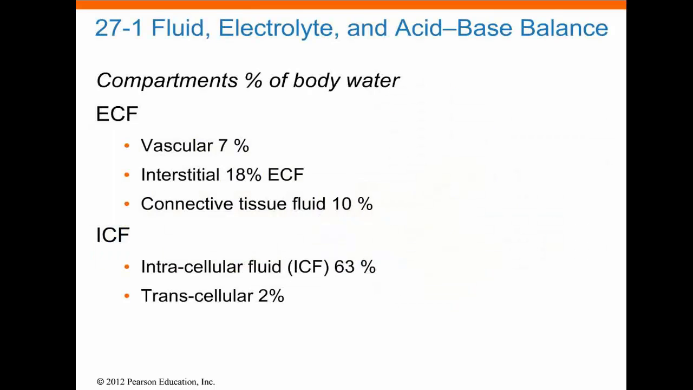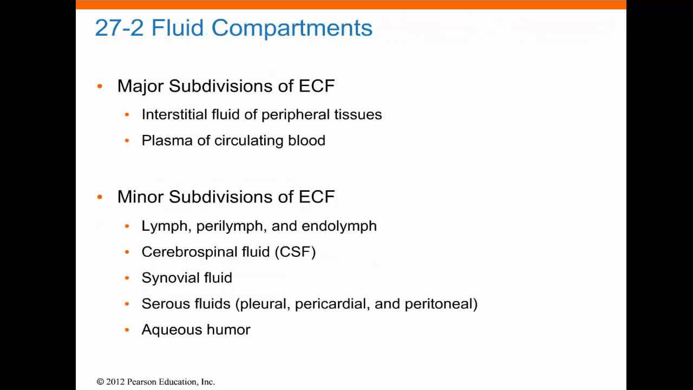So what's in these compartments? The extracellular compartment is 7% vascular, 18% interstitial, and then 10% connective tissue fluid. The intracellular environment is the intracellular fluid, and you also have the transcellular fluid. So that's how it's balanced. The major subdivision of the extracellular fluid is the interstitial fluid of the peripheral tissues, and the rest is made up by the plasma of circulating blood.